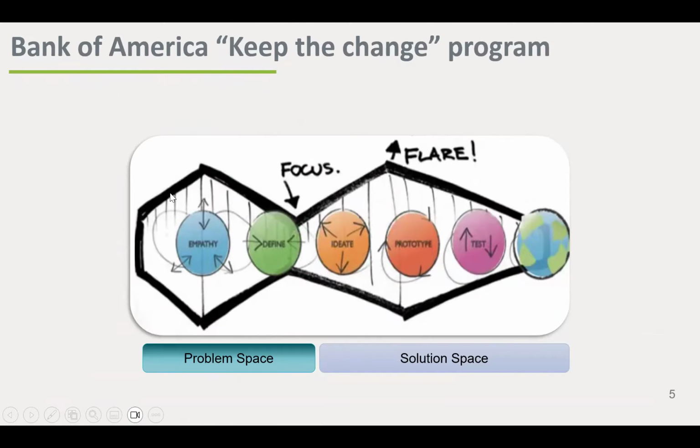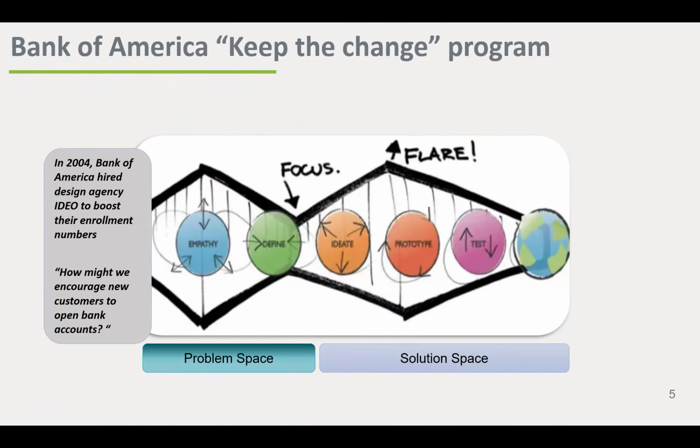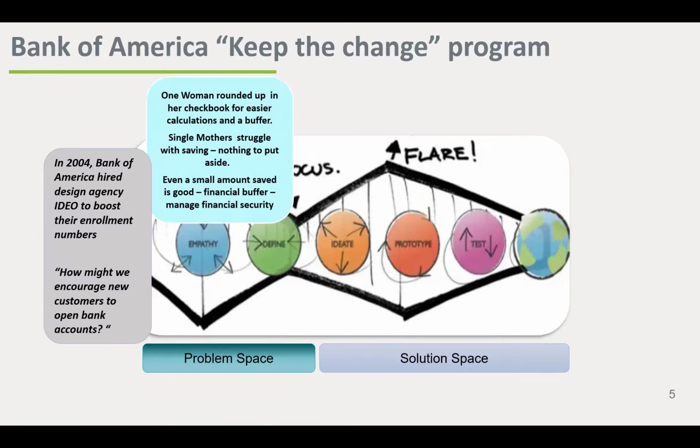So let's talk about the Bank of America Keep the Change program. It is one of the more successful design thinking cases that we use constantly because it's very easy to illustrate. In 2004, Bank of America hired a design agency, IDEO, to boost their enrollment numbers. They asked, how might we encourage new customers to open bank accounts? So in the empathy stage, they pulled together a bunch of customers, did a bunch of research, and came up with some insights. Here's a few of those insights.